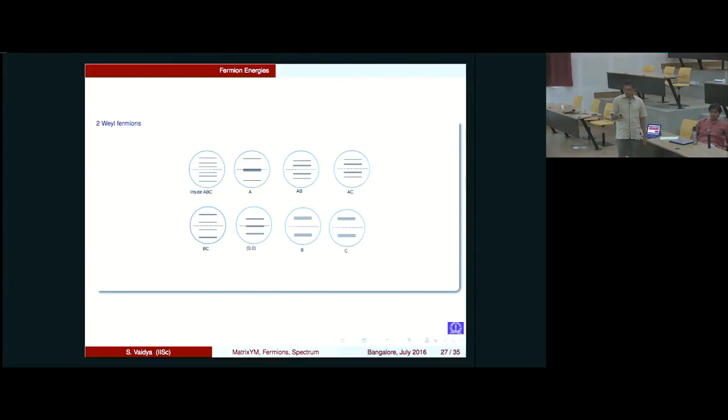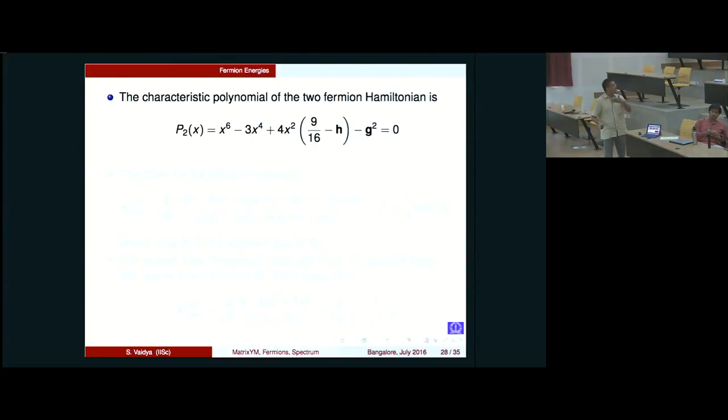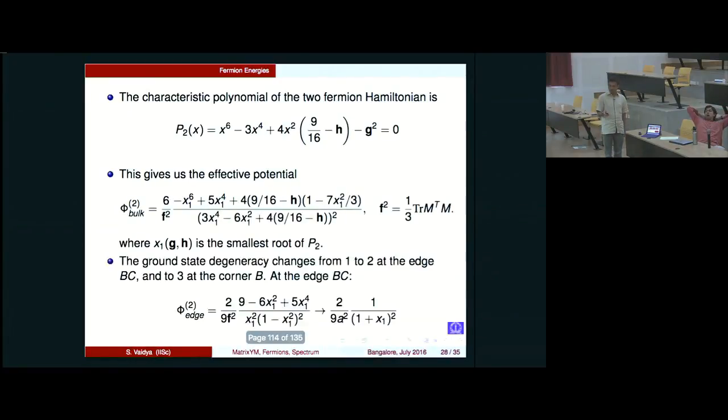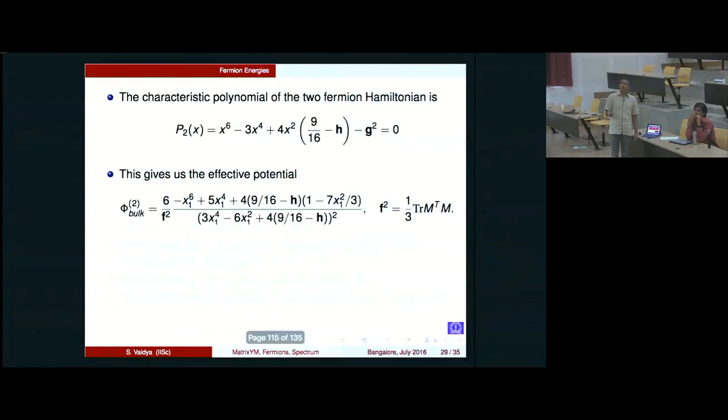Okay. So you can write down the characteristic polynomial for the two fermion problem, and with some work, you can compute the effective potential. Examine what happens to the effective potential as you approach one of the corners, for example, if you approach the edge BC, or if you approach the corner B, then this is the form that the effective potential takes. And just by the properties of the roots, the root approaches minus 1 as you approach the edge, and this effective potential blows up.